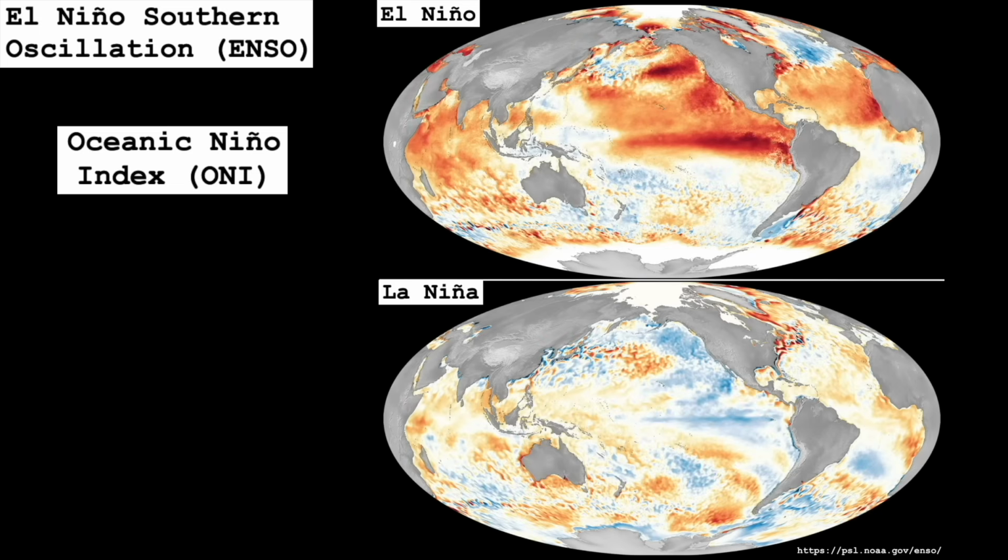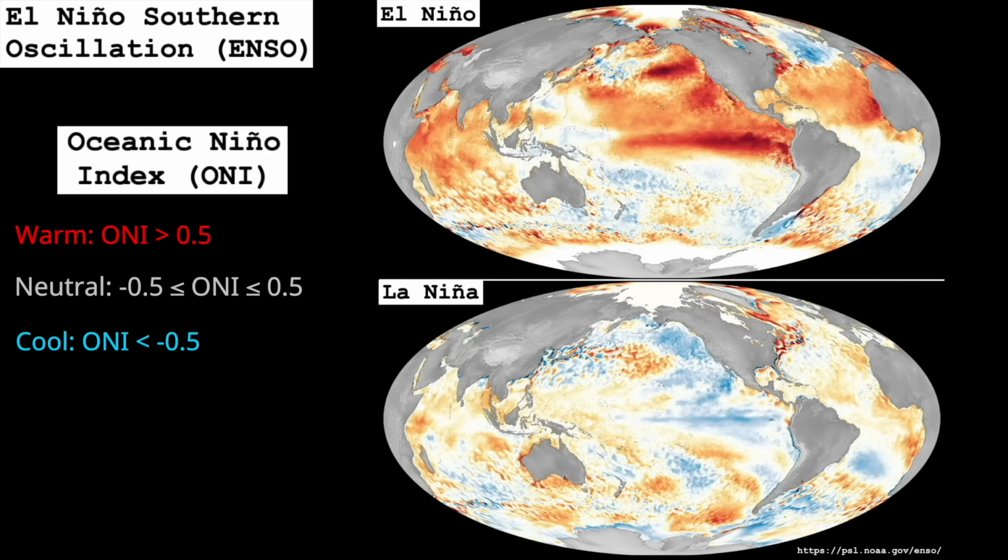If the ONI is greater than positive 0.5 degrees Celsius for a single 3-month period, we would be in a warm phase, and if the ONI is less than or more negative than negative 0.5 degrees Celsius for a single 3-month period, we would be in a cool phase. And if the ONI is between negative 0.5 and positive 0.5 degrees Celsius, we would be in a neutral phase. If we're in a warm phase for more than 5 consecutive 3-month periods, we'd be in an El Niño. If we're in a cool phase for more than 5 consecutive 3-month periods, we'd be in a La Niña, and the same thing applies for the neutral phase.